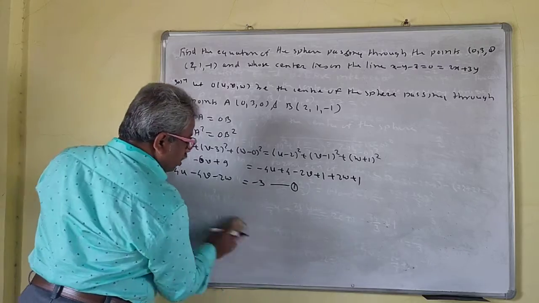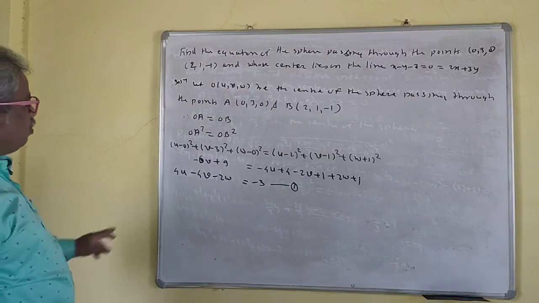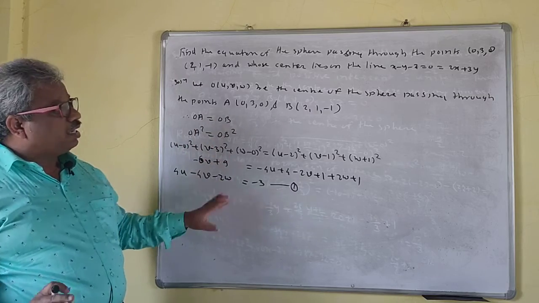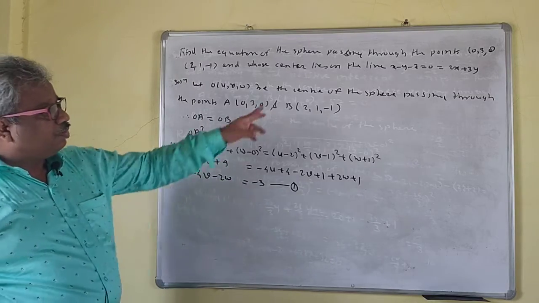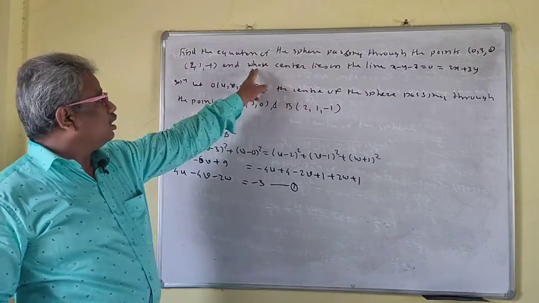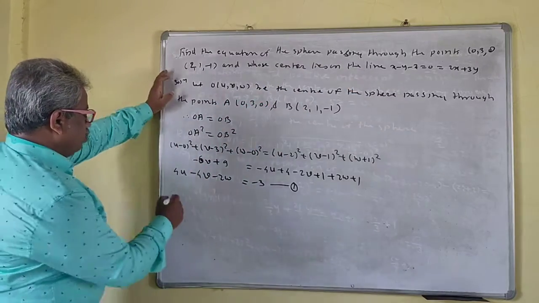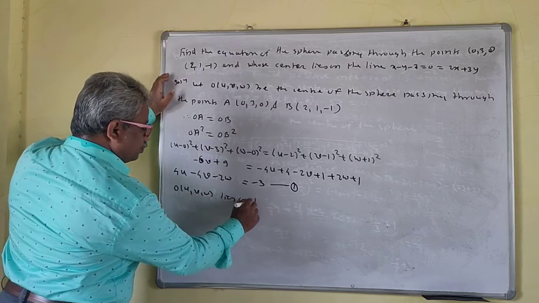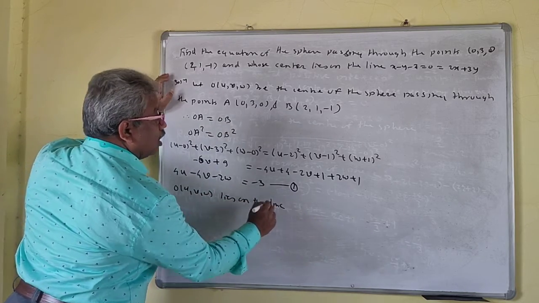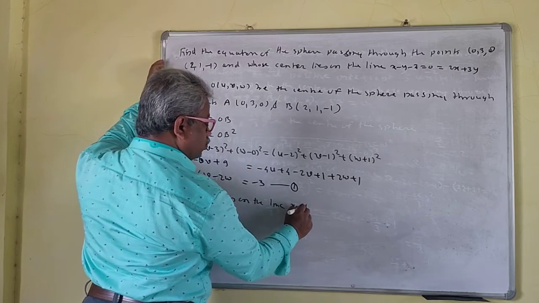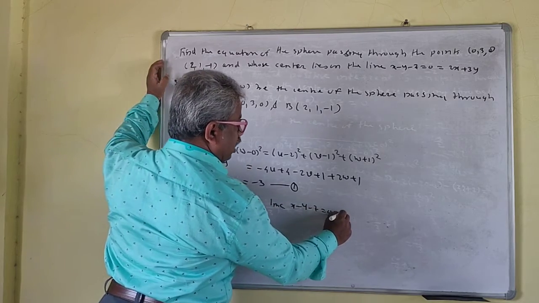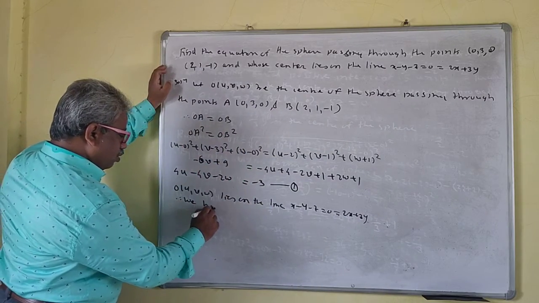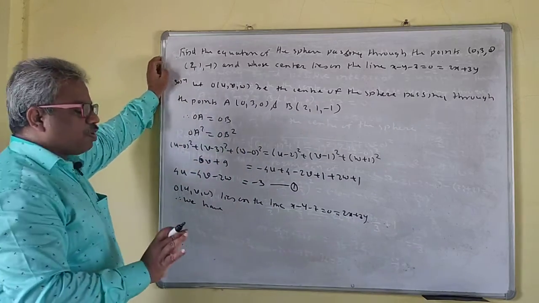Whatever I have been given about your center, we get one relation in u, v, w. There are 3 unknowns, so we must get 3 equations in terms of u, v, w. Here the equation is given: the center lies on the line. So O(u, v, w) lies on the line x minus y minus z is equal to 0 is equal to twice x plus 3y.